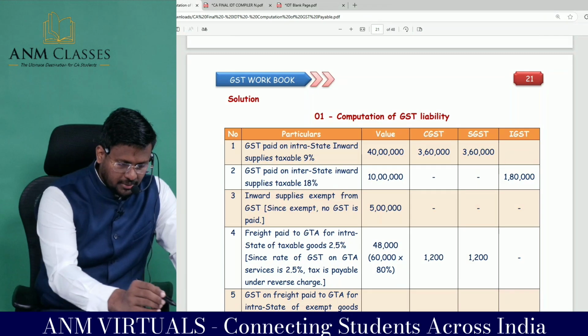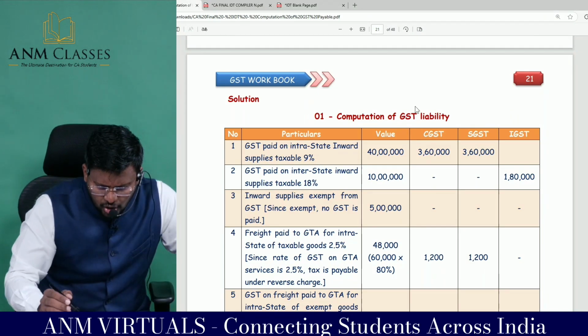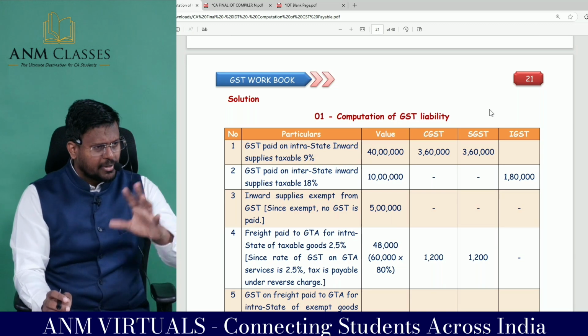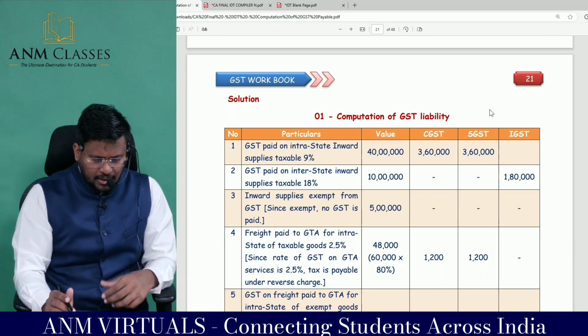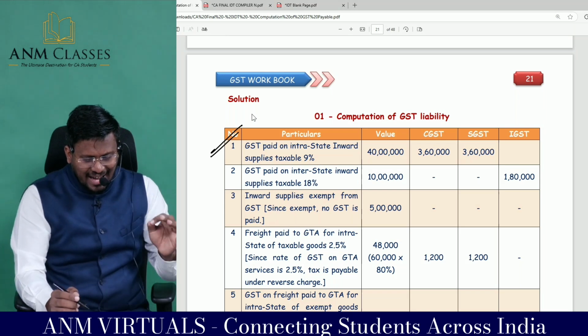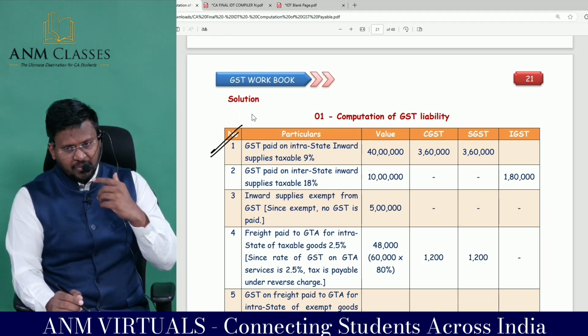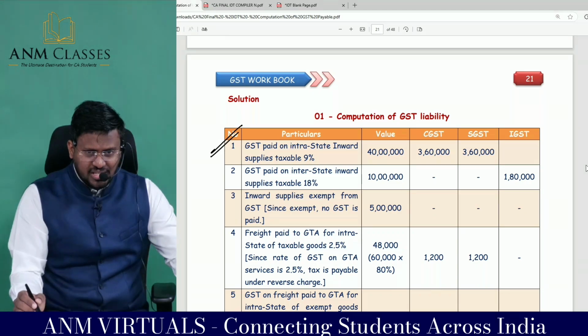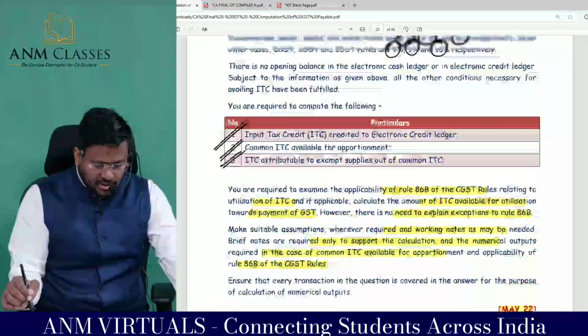Come on, we'll be doing one. We are going to find out the GST liability. We all know that GST liability is nothing but output tax collected minus input tax paid. So I am going to work out the output tax collected first. First we will be listing the ITC part. GST paid on intrastate inward supply.